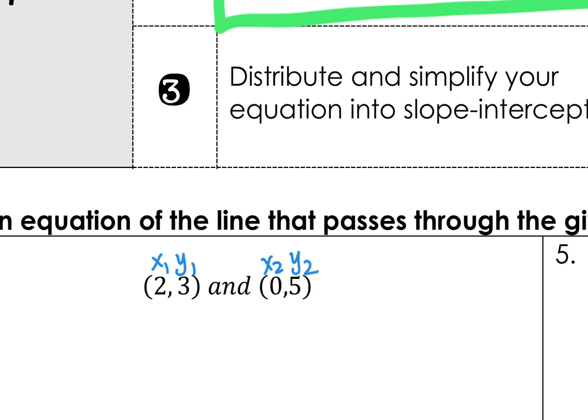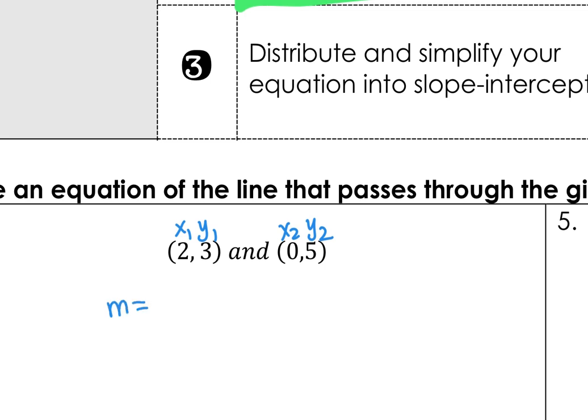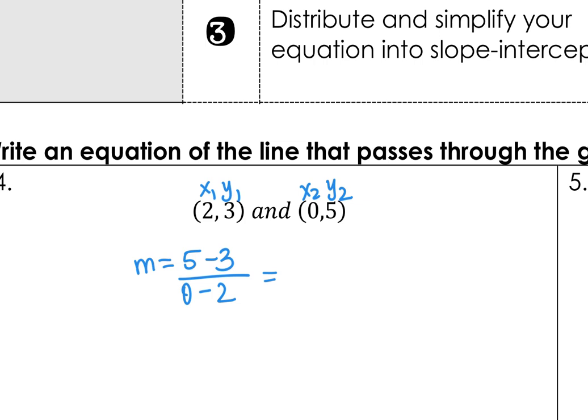The first thing I have to do is find that slope. So I'm going to use my slope formula, which is y2 minus y1. So that's 5 minus 3 divided by x2 minus x1. So 0 minus 2. So then 5 minus 3 is 2. 0 minus 2 is negative 2. And when I simplify that, 2 divided by negative 2 is negative 1. Good job, Marley.